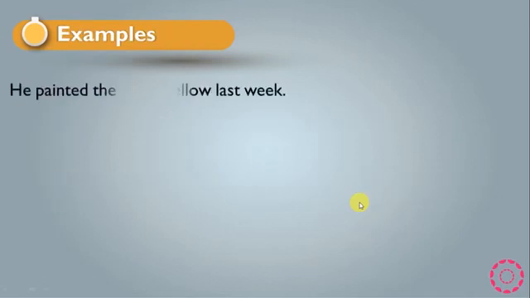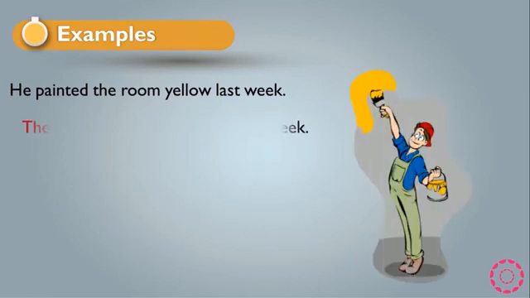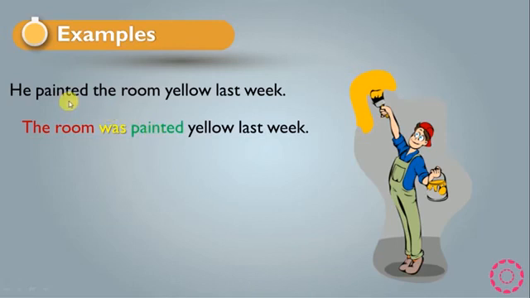Let's see in examples. He painted the room yellow last week. As you see, we have last week. That's why we know that this is a past simple one. He painted the room yellow last week, so it became like that: The room was painted yellow last week. The room is the object. As you see, we use was because it is singular. Painted is in past participle. The past participle of painted is painted, as itself, and yellow last week is the complement of the sentence.